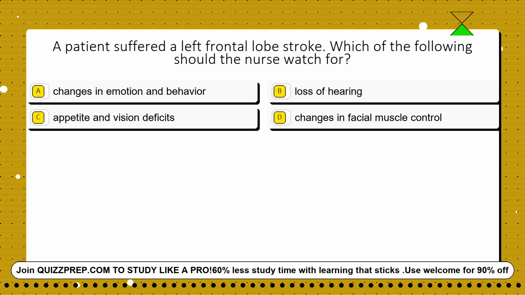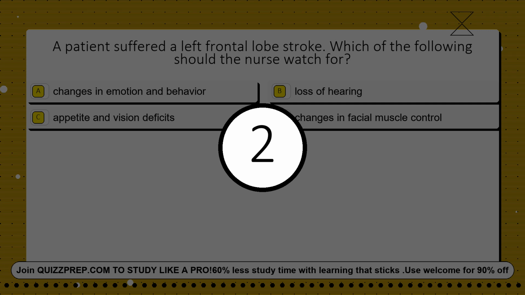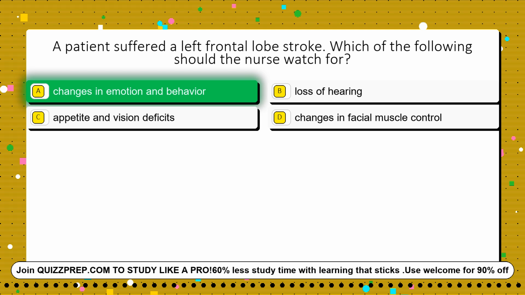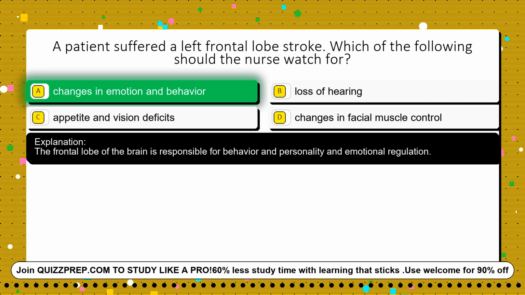Question 118. A patient suffered a left frontal lobe stroke. Which of the following should the nurse watch for? Option A, changes in emotion and behavior. Option B, loss of hearing. Option C, appetite and vision deficits. Option D, changes in facial muscle control. The correct answer is option A, changes in emotion and behavior. The frontal lobe of the brain is responsible for behavior and personality and emotional regulation.